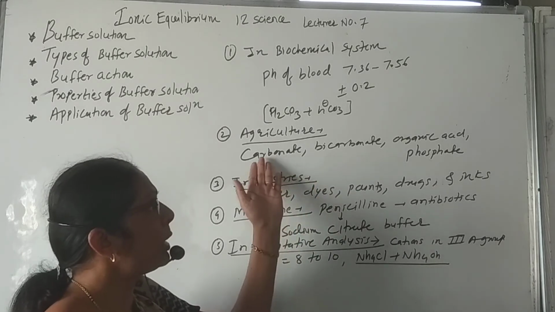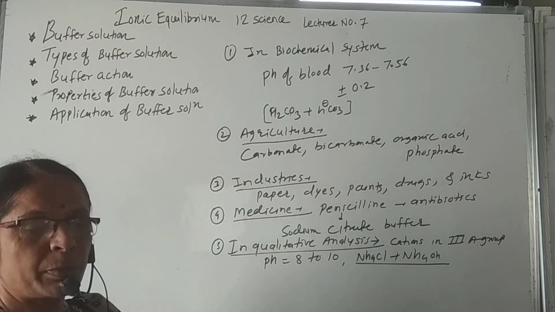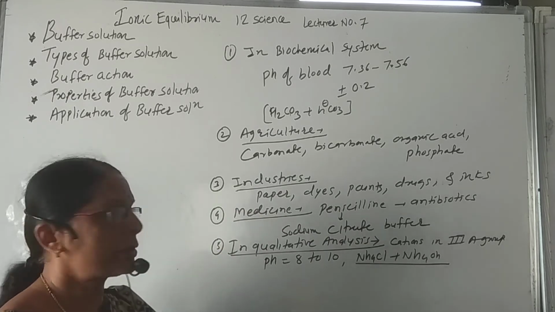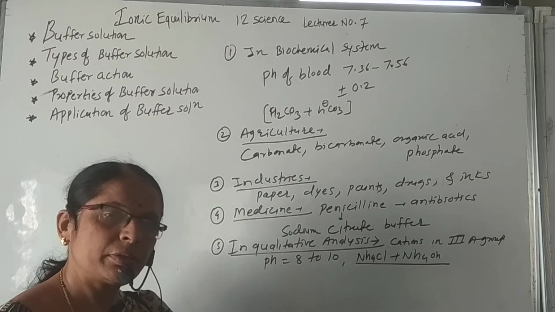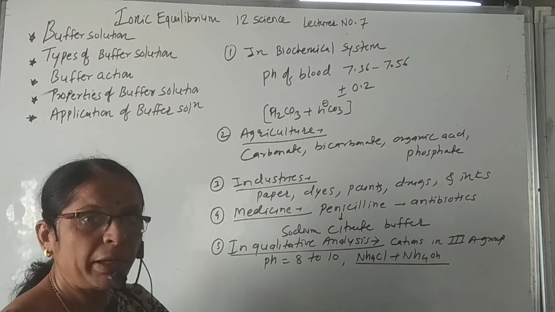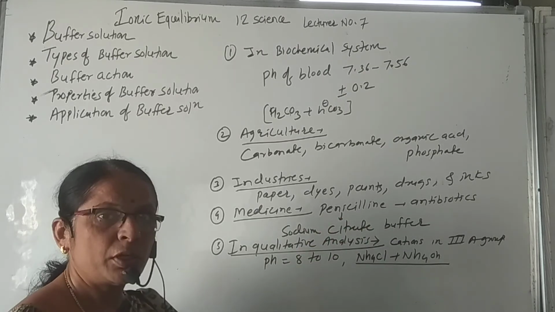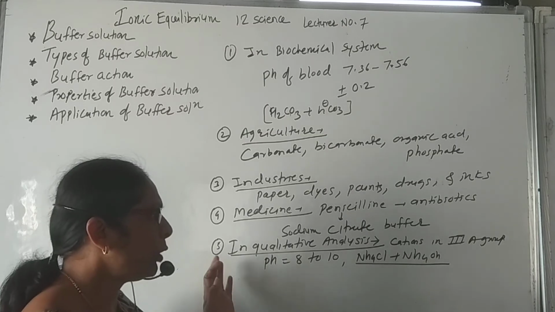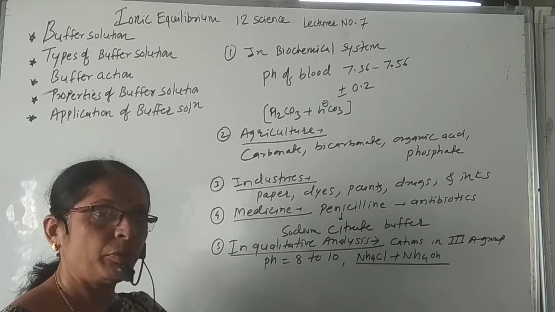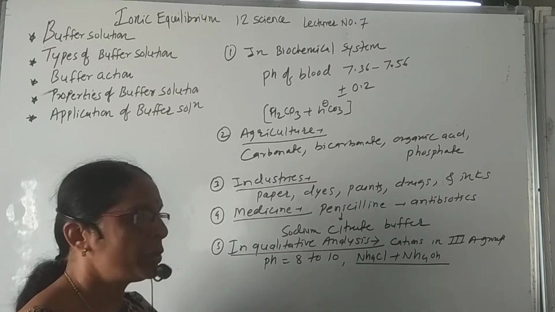and the soil has a number of types of carbonate and bicarbonate, and by considering the soil pH, we can use various types of fertilizer. In the industries, particularly the paper, paint, dye, drugs, and ink industries, we can use a buffer solution. In medicine, penicillin is used as an antibiotic, and to preserve the antibiotic we can use sodium citrate as a buffer. And in qualitative analysis, in order to extract the cations in the basic medium, we require the pH of the solution to be 8 to 10, and that pH can be maintained by using the buffer solution.